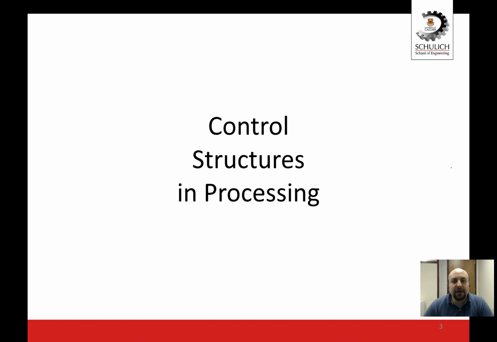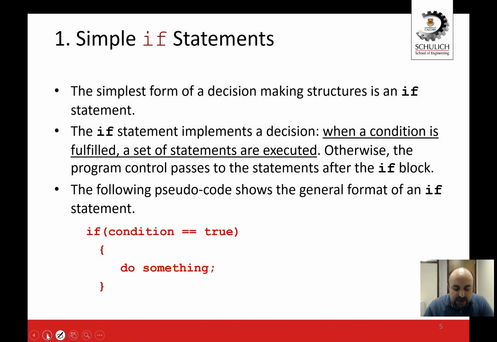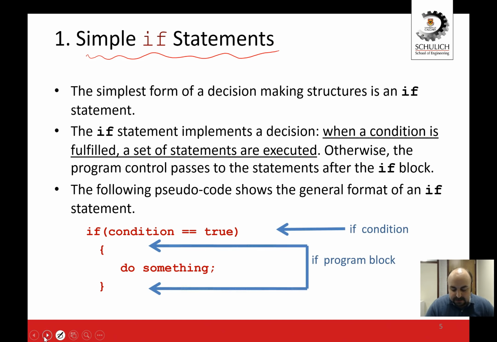Let's officially start our lecture on control structures in processing. To begin, we're going to look at the simple if statement. The simplest form of decision structures is a simple if statement. An if statement, as I have an example down here, has two components, a condition and the block. It's called the if block.